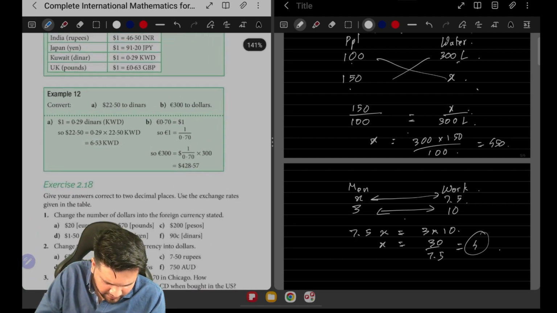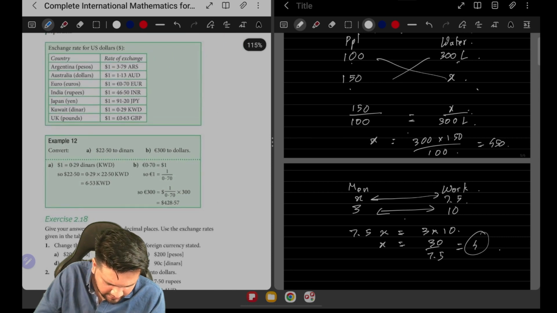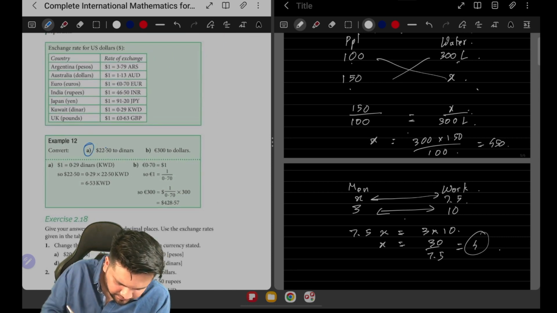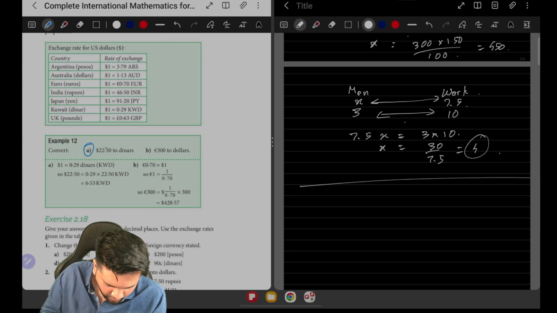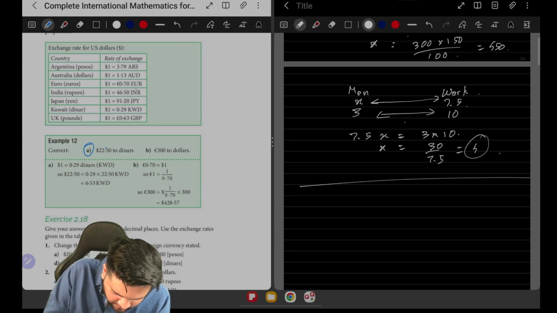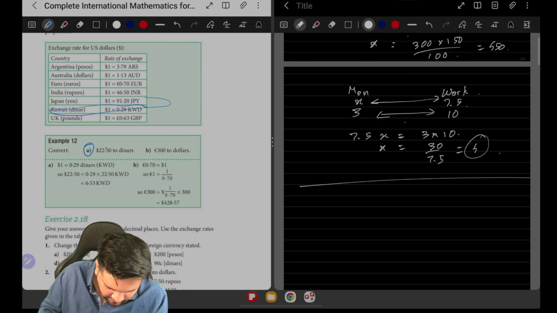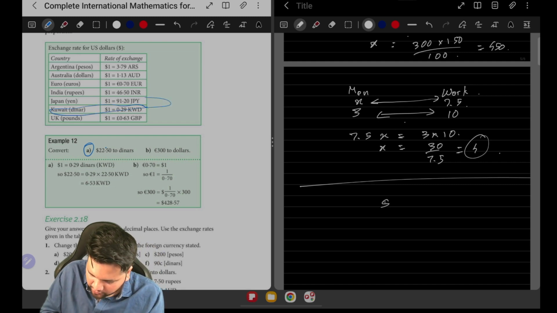Again, see, convert 22.5 to dinar. Okay, this one. So here, forget this way, whatever they have done. We are comparing dollars with dinars. So here, what we know is $1 is 0.29. We need to figure out $22.5, which is x dinar.